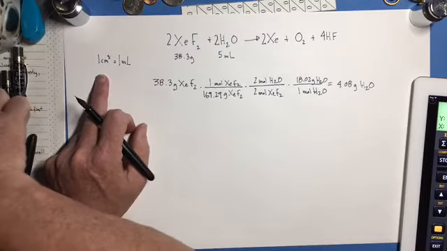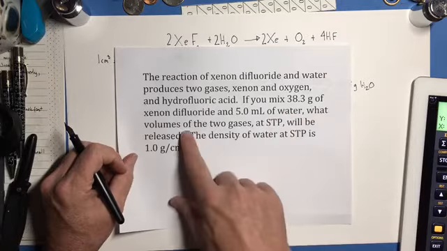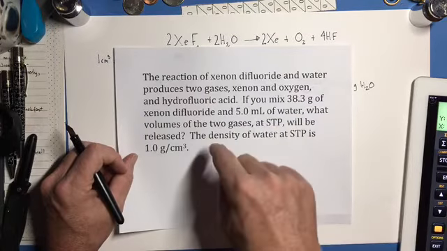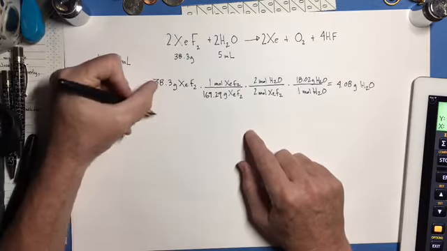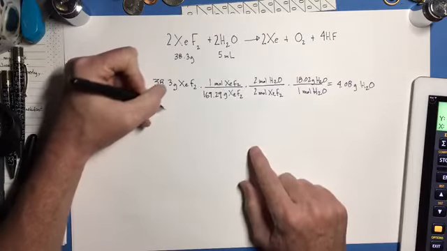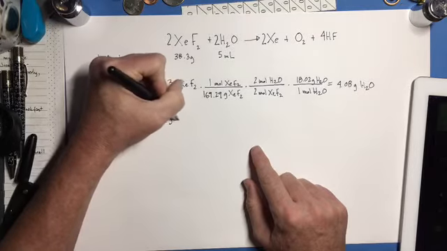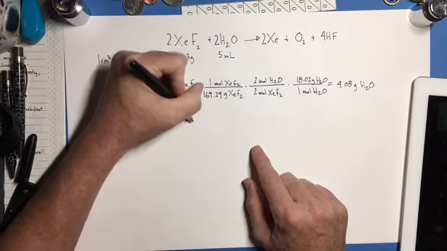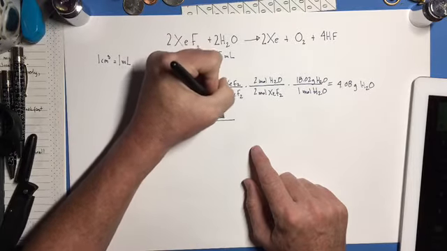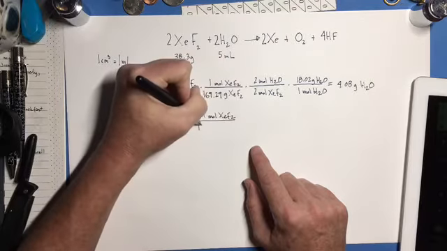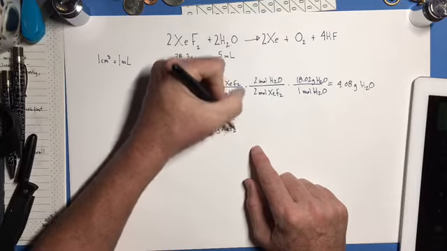So what is the next calculation I need to know? Well, what volume of the two gases at STP will be released? All right, so the two gases in question are xenon and oxygen. So back to the stoichiometry. I'm going to find out what volume of xenon I will produce. So starting with my limiting reactant, I will again convert that to moles. 169.29 grams of xenon difluoride.